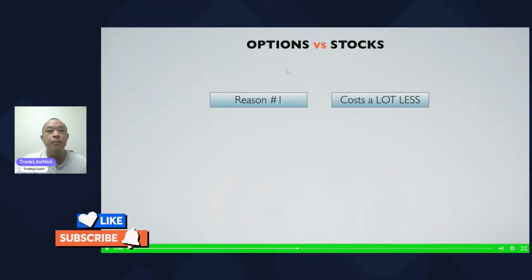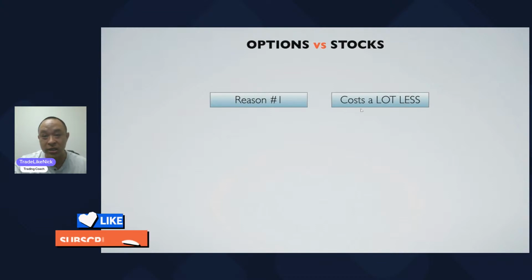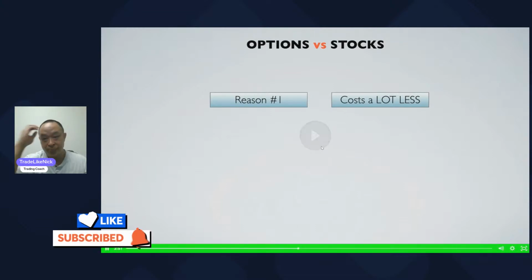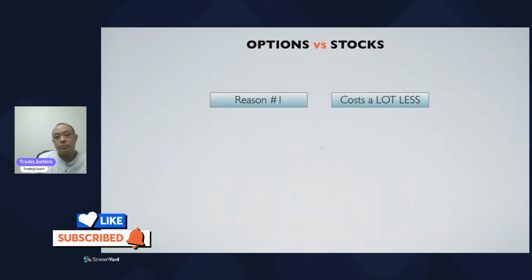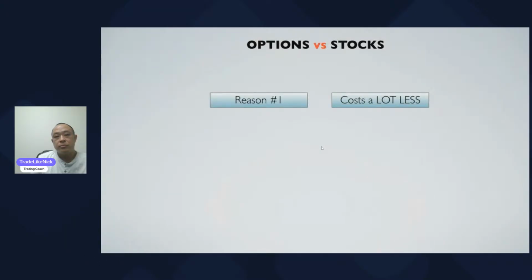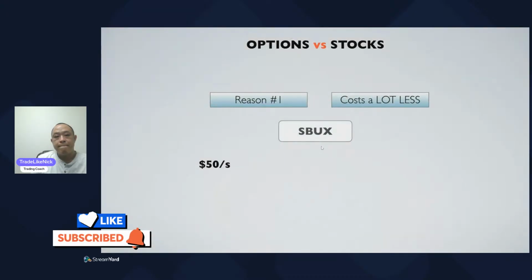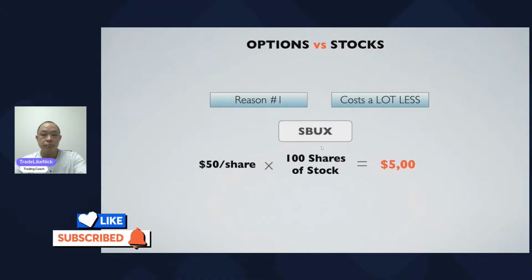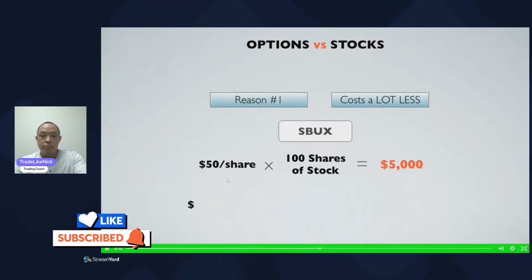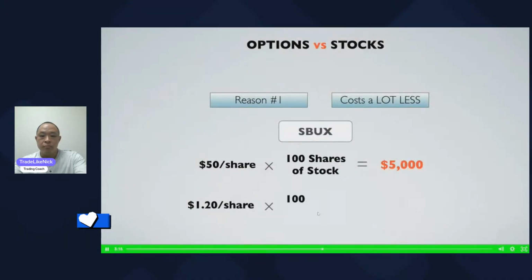So number one, most people are attracted because it costs a lot less money. You could start trading options with as little as $1,000 to $2,000 and still get in the game. Many people choose not to trade because they have limited funds. But with options, you can get started with as little as $1,000 to $2,000 in your account. For example, if Starbucks is trading at $50, to buy 100 shares of stock, it would cost you $5,000. But with options, it might only cost you $1.20 a share to control 100 shares of Starbucks, costing you $120.